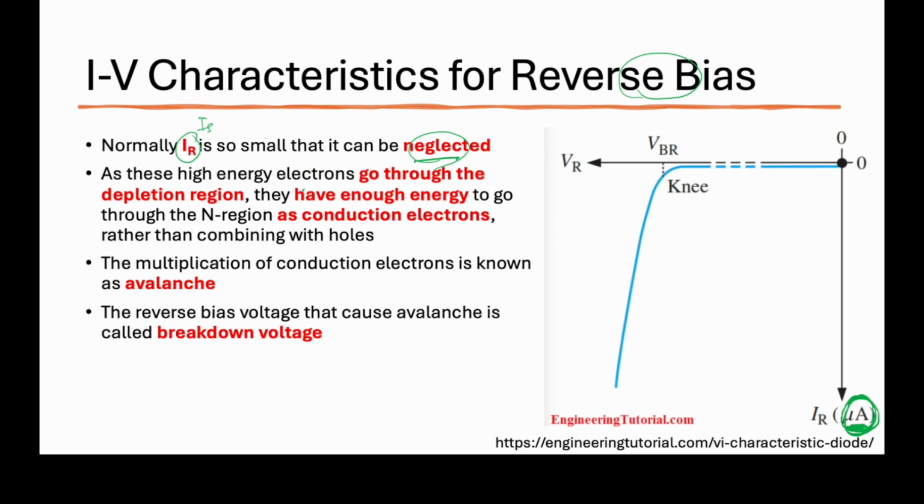So at this high energy, electrons go through the depletion layer, and they have enough energy to go through the N region as conduction electrons rather than combining with the holes. We did know that the electrons are going to combine the negative charge and the positive charge together, instead of combining with the conduction electrons at the N region.